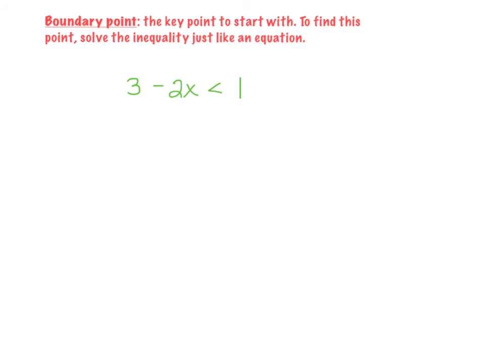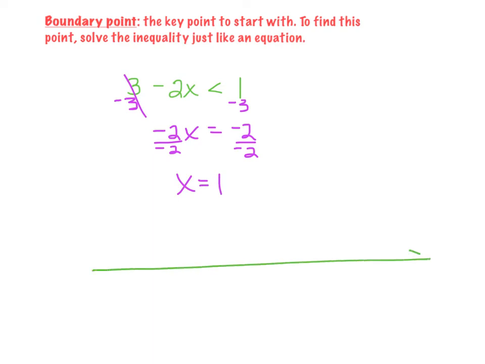Again, the very first thing you want to do is find the boundary point. So solve it just like an equation. I'm going to end up subtracting 3 from both sides. That cancels, I get -2x, and then I'm just going to put an equal sign. Just pretend it's an equal sign, and then -2. Next I'm going to divide by -2, and I get x equals 1. So that's my boundary point.